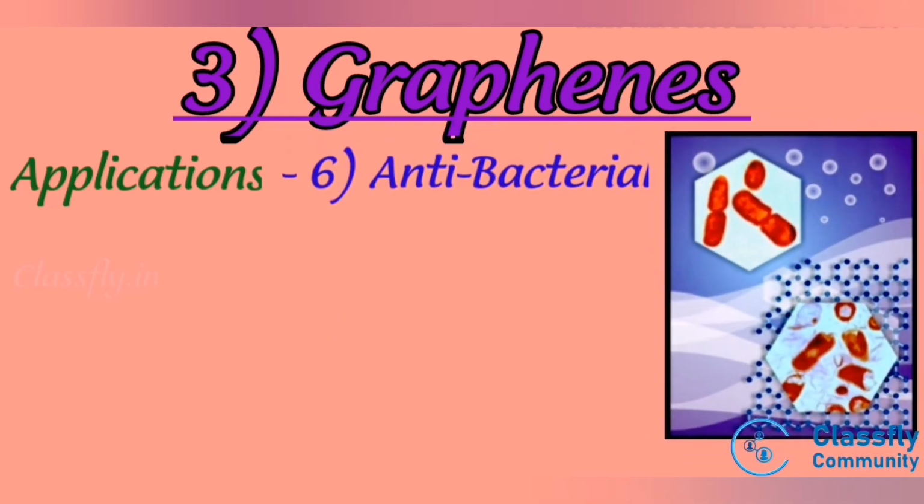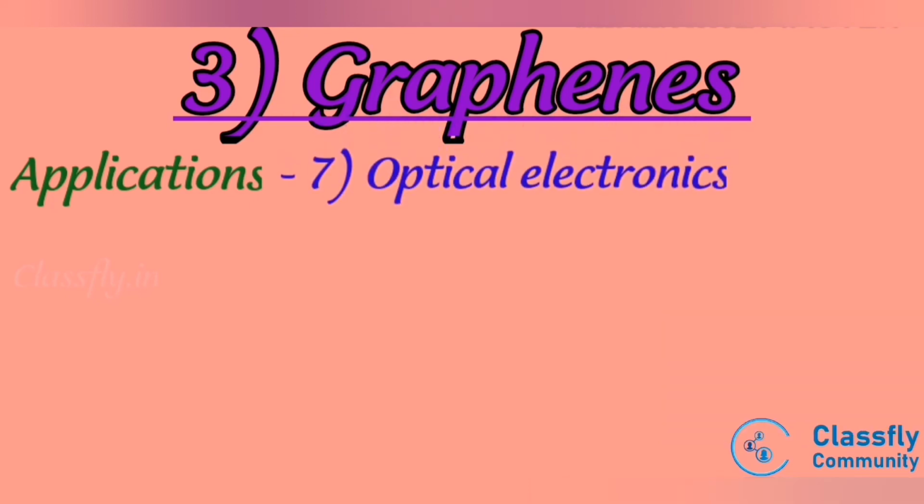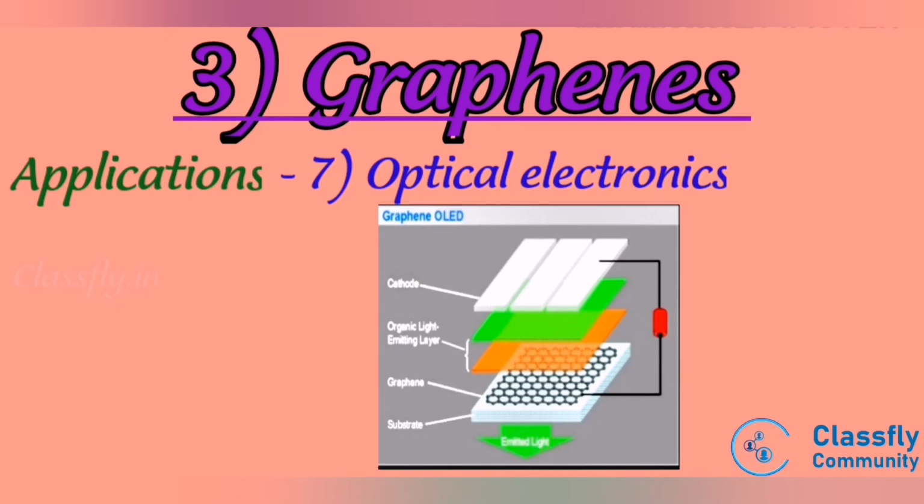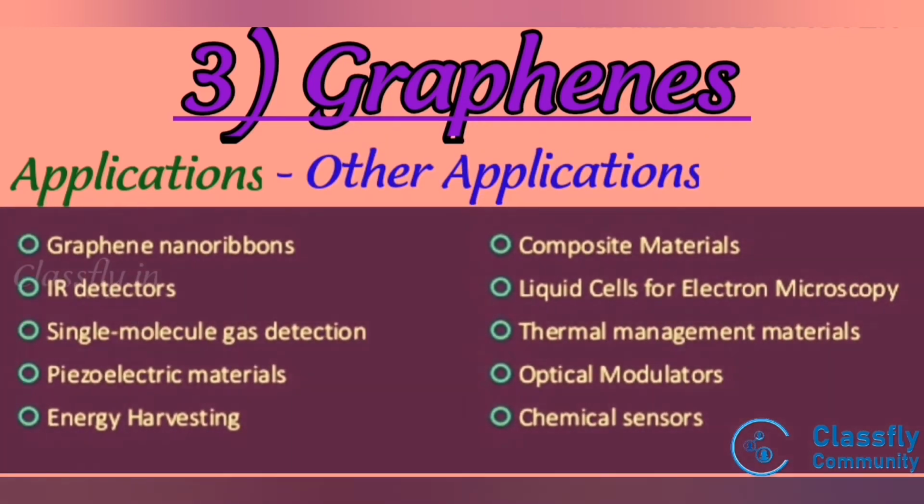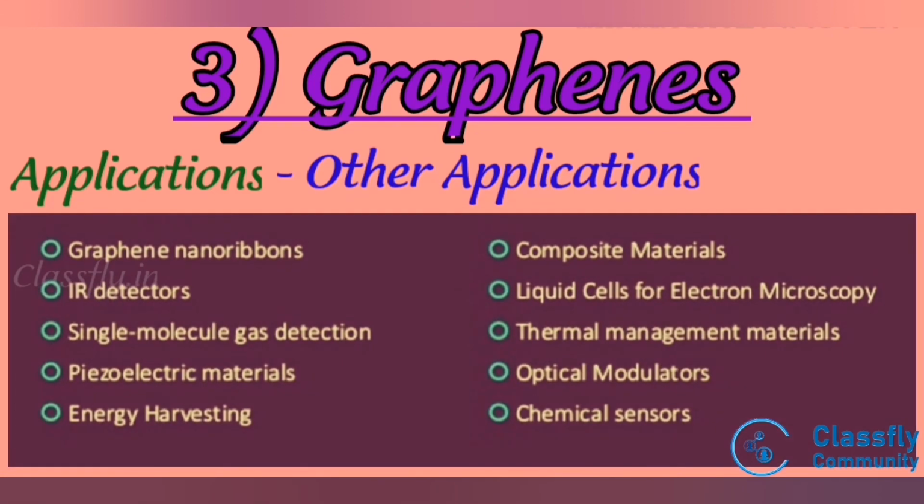Graphene oxide is highly effective at killing bacteria such as E. coli. Seventh one is optical electronics. Graphene's high electrical conductivity and high optical transparency make it a candidate for transparent conducting electrodes. Other applications are graphene nanoribbons, IR detectors, single molecule gas detection, piezoelectric materials, energy harvesting, composite materials, liquid cells for electron microscopy, thermal management materials, optical modulators and chemical sensors.